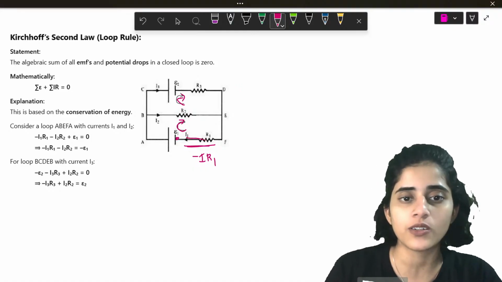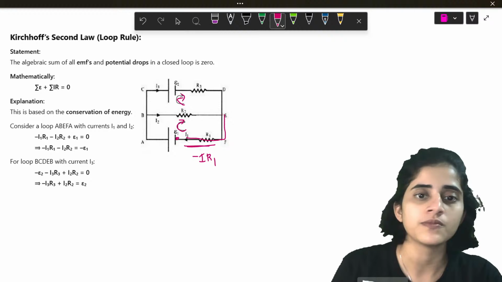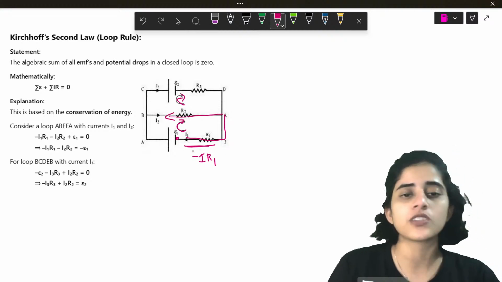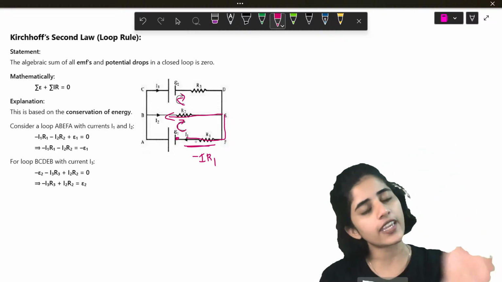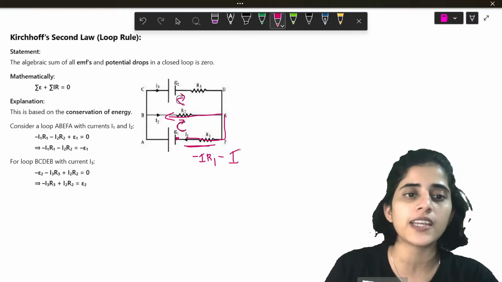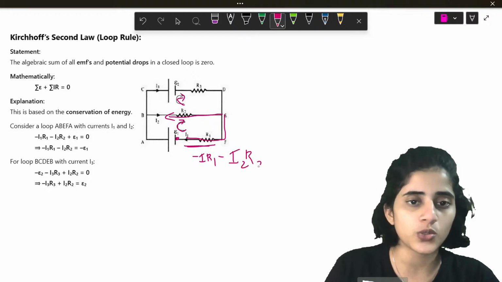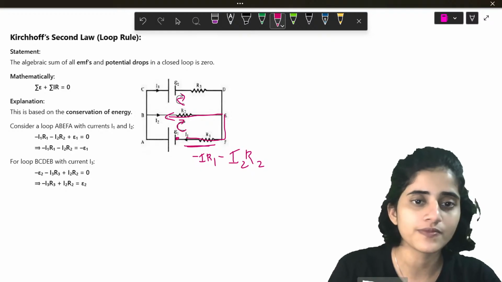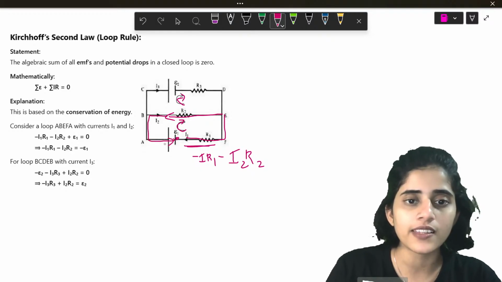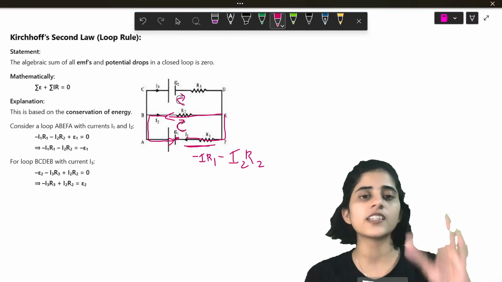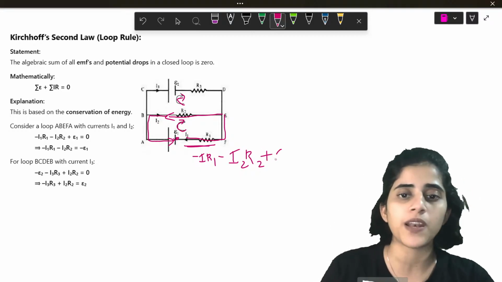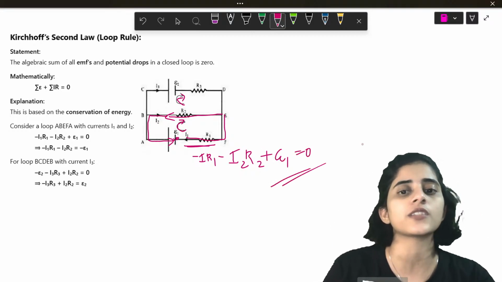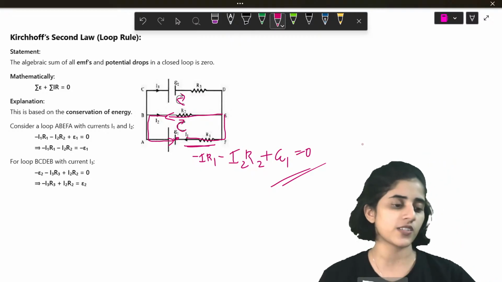Next, I go, and then I reach here. So this is I2, but it's again in the opposite direction. So this becomes minus I2 R2. Then the battery goes from positive to negative, so this becomes plus E1. This is 0. That is for the first loop.